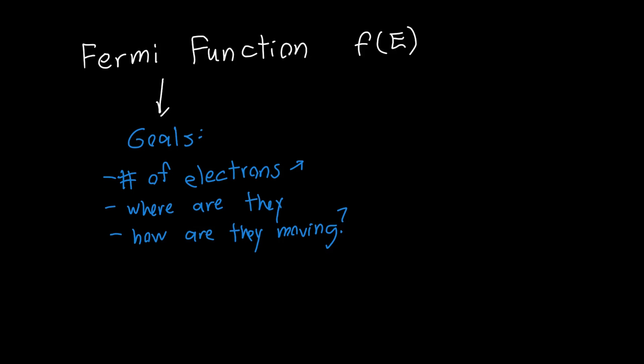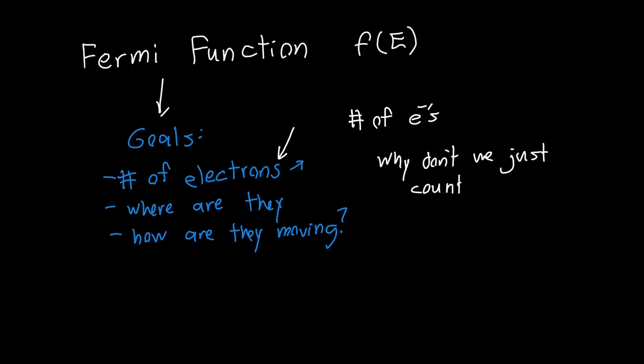And so the Fermi function is one thing that's going to help us to answer this first question, because if we wanted to calculate the number of electrons, you might say, well, if we're a sane person, why don't we just count them? Why don't we just count the number of electrons? And this is actually exactly what we do. So if you're a sane person that also happens to know quantum mechanics, then you could say, well, yeah, we can do this.